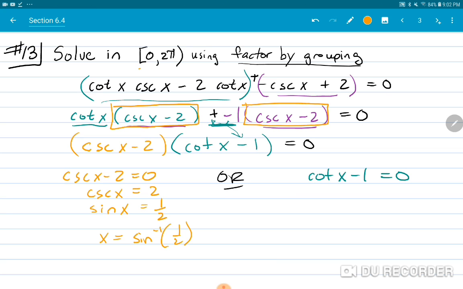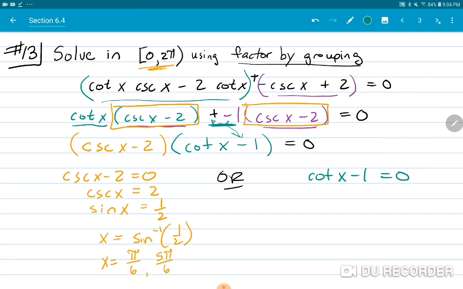And then I'm solving in 0 to 2 pi, so I'm going to look at my unit circle, and I find that sine is 1/2 at pi over 6 and 5 pi over 6. Sorry about that. I was thinking ahead here.